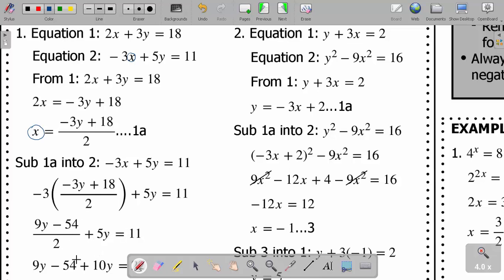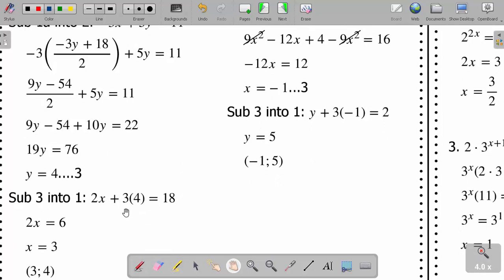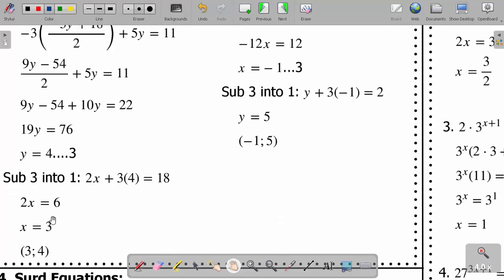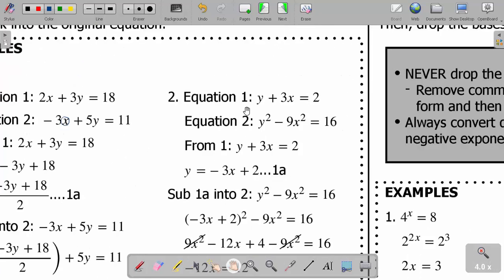When I simplify this, I'm going to have one variable now in terms of y, which I can easily solve to get my y. In this case, 19y equals 76, divided by 19 gives me y equals 4. After getting y as 4, I go back to my first equation to get the value of x by putting 4 here, which gives me finally x equals 3. Hope you're together.